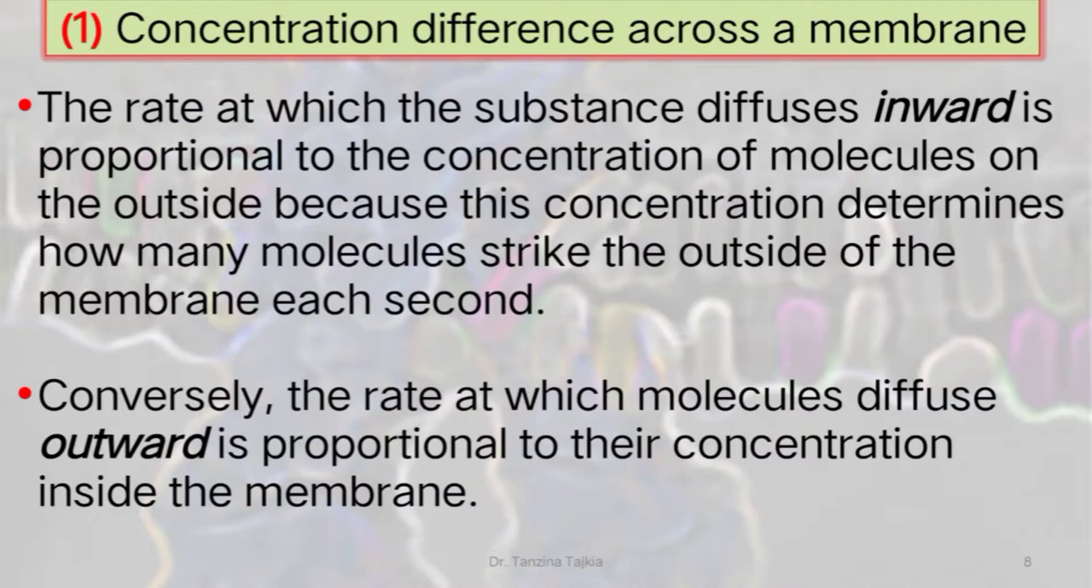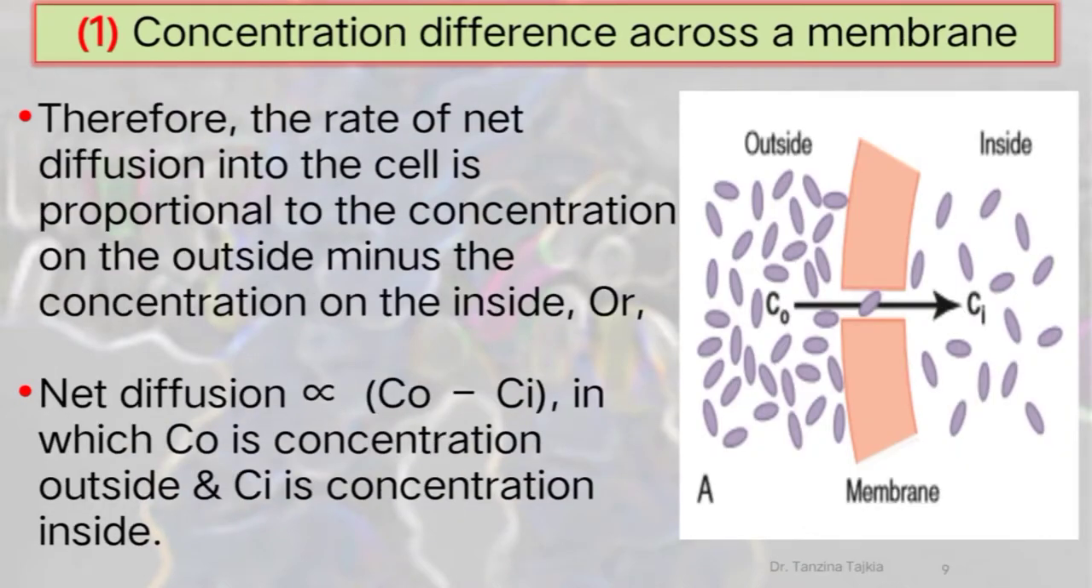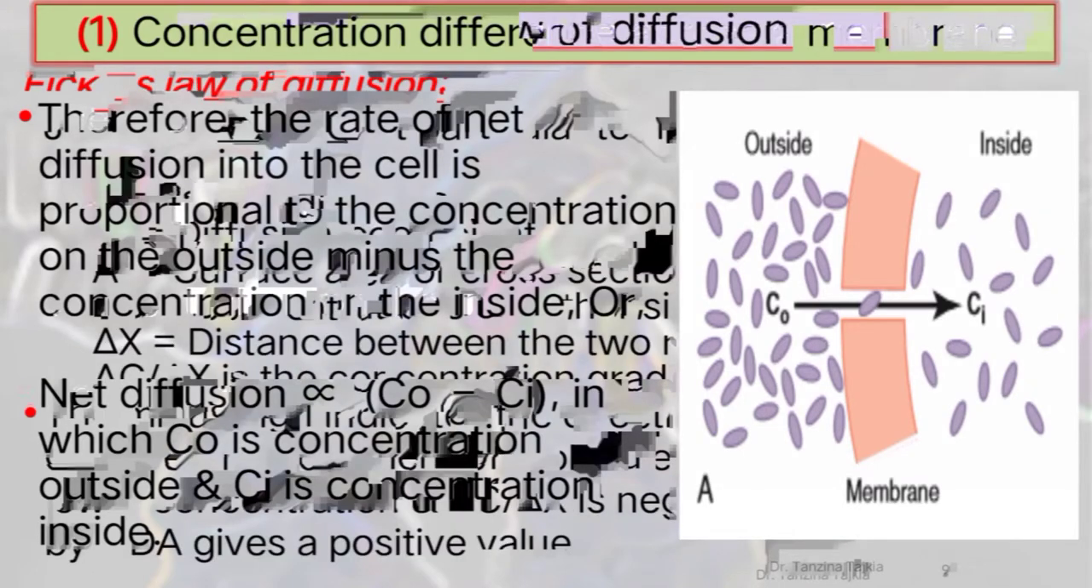The rate at which a substance diffuses inward is proportional to the concentration of molecules on the outside, because this concentration determines how many molecules strike the outside of the membrane each second. Conversely, the rate at which molecules diffuse outward is proportional to their concentration inside the membrane. Therefore, the rate of net diffusion into the cell is proportional to the concentration on the outside minus the concentration on the inside. That means net diffusion is proportional to Co minus Ci. Here, Co is the concentration outside and Ci is the concentration inside.